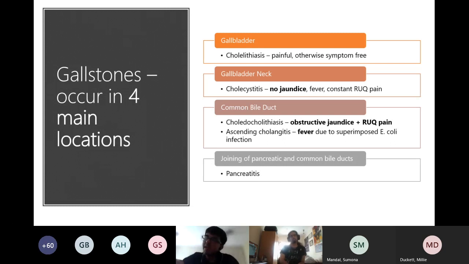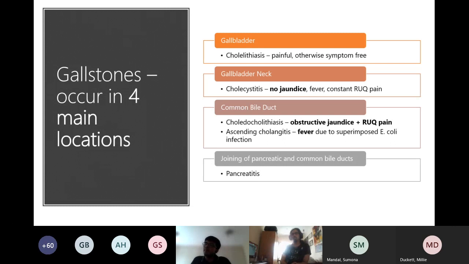So this is the main difference between choledocholithiasis and ascending cholangitis. One, there is no infection. They just have a gallstone within the common bile duct. The other one, they have an infection and inflammation on top of that. When you have a stone in the gallbladder neck, you can be asymptomatic for a while, but when it gets completely blocked, you'll get cholecystitis because it can't expel any contents into the rest of the biliary system. Does that make sense?